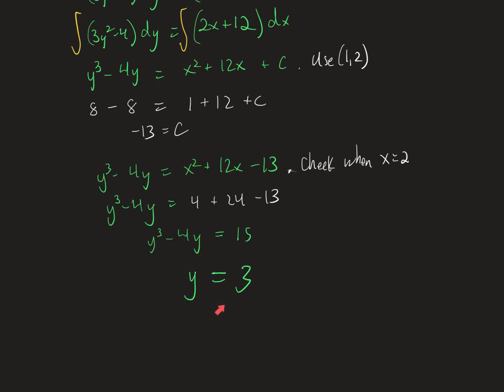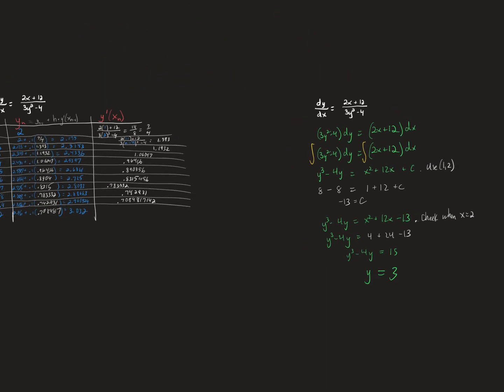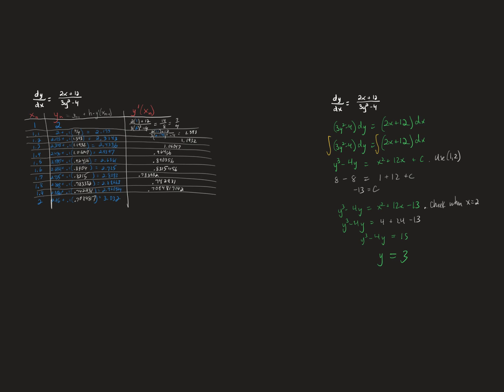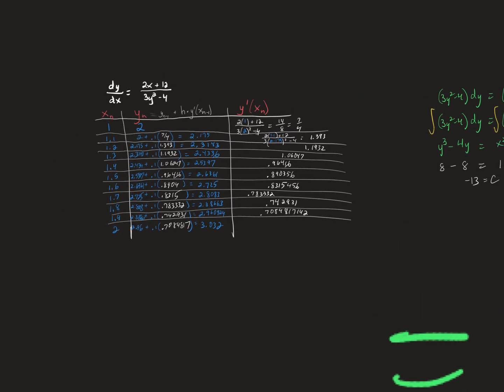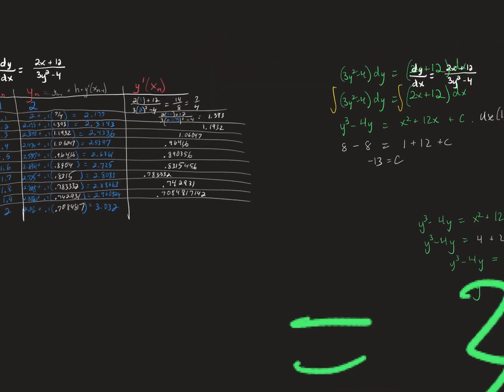So Euler's method was pretty close. 3.032 versus 3.